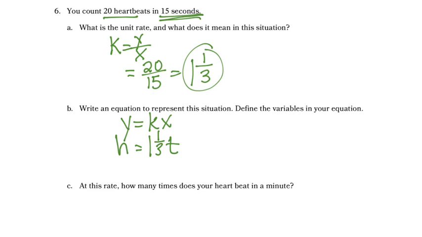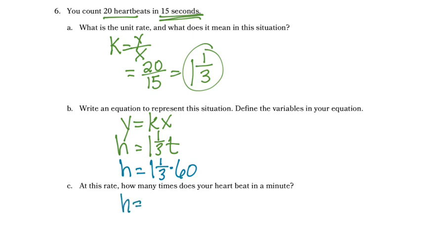And then at this rate, how many times does your heart beat in a minute? Well, since we're talking about seconds, we're looking to find the heartbeat, so we leave that as that. We're doing 1 1/3 times the time. The time is in seconds, so we want to find 1 minute. That's going to be 60 seconds.